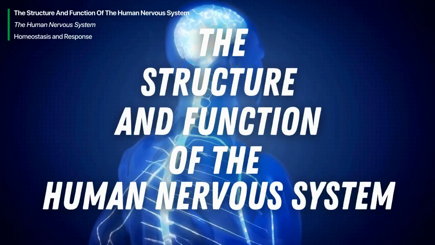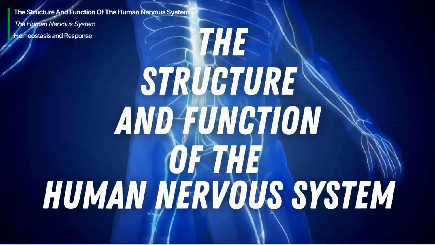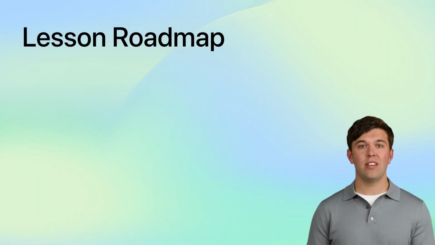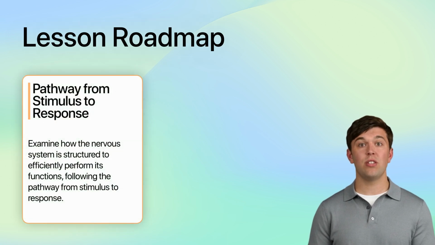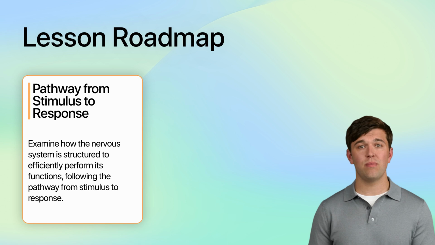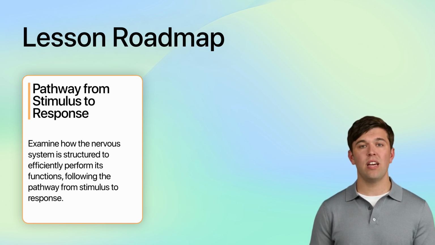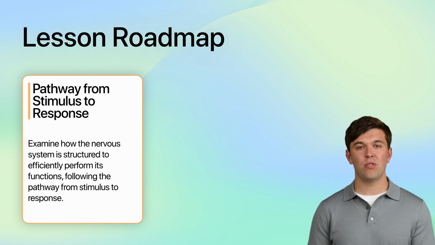Welcome to today's lesson on the structure and function of the nervous system. In our lesson today, we will examine how the nervous system is structured to efficiently perform its functions. We will follow the journey of information in the nervous system, starting from the moment a stimulus is detected by a receptor and ending when an effector produces a response.